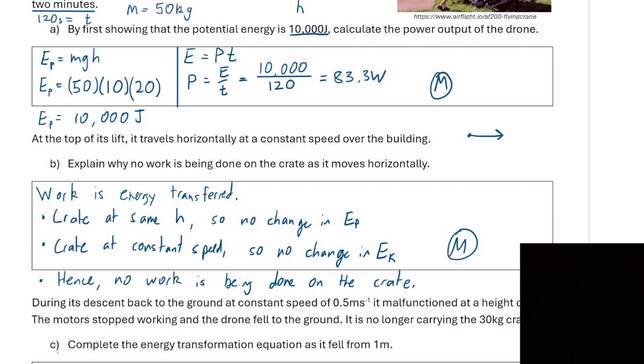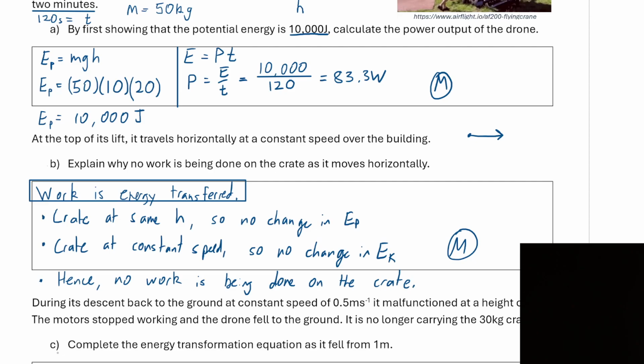So key takeaway from this one: work, energy transferred, so that is a basic definition of work. And what does that mean? Well, in this context, we're not transferring any energy into the crate. Right? Its height stays the same, so no change in potential. Its speed stays the same, so no change in kinetic. Hence, no work is being done.